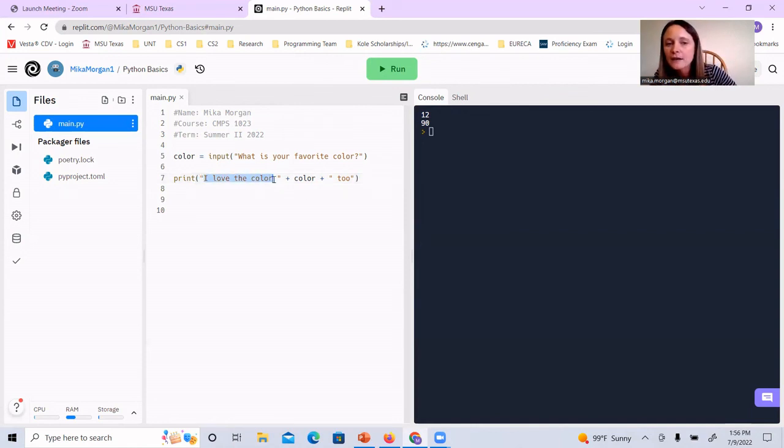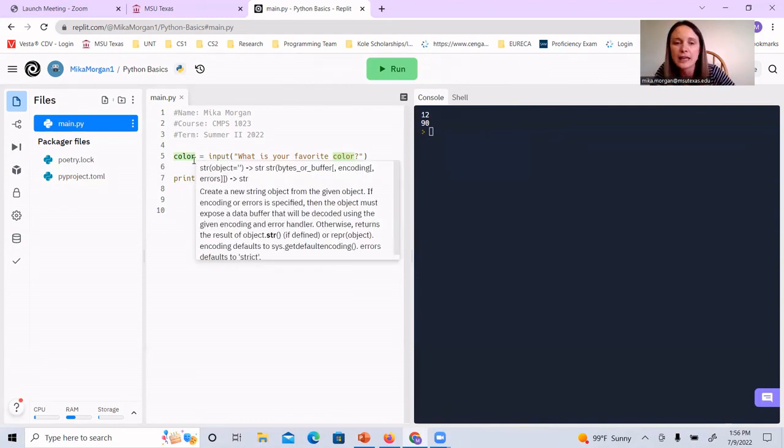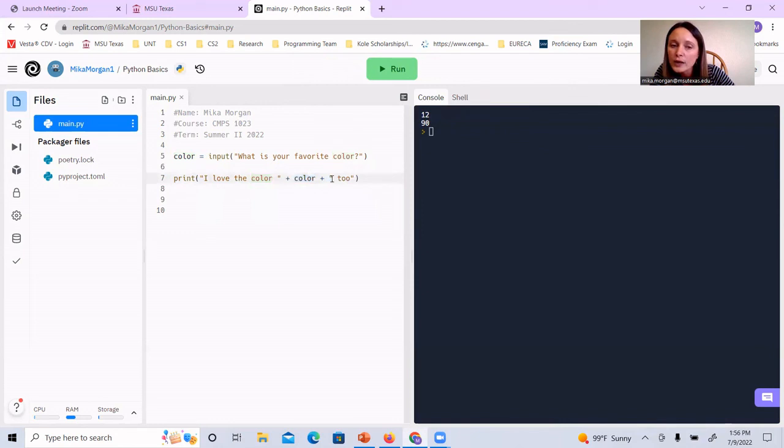Print out, I love the color and a blank space. Actually, Python might put spaces in there automatically. I might not have needed that. And then right after it, print out whatever is stored inside of color. That's going to be whatever answer they gave me. And then join on to that the end of my sentence. So let's see if I needed those spaces or not.